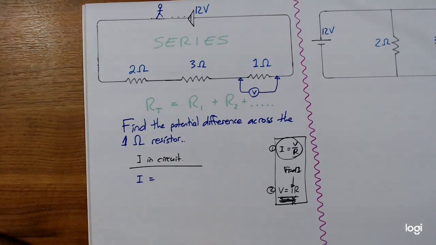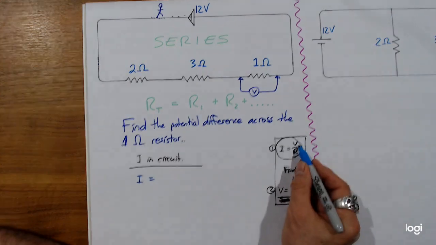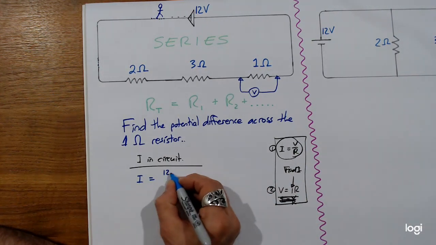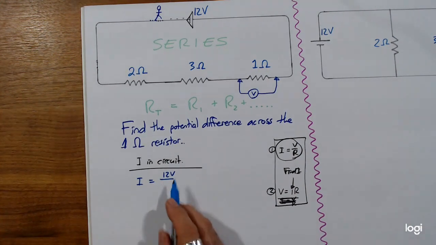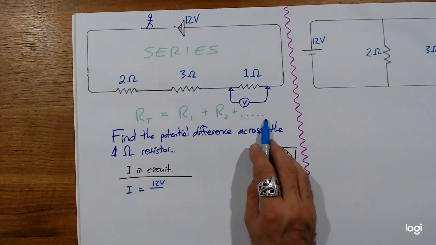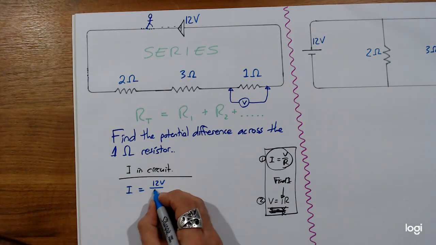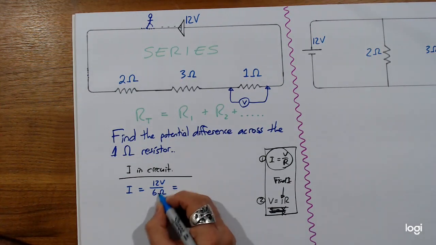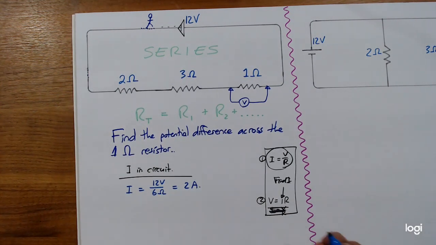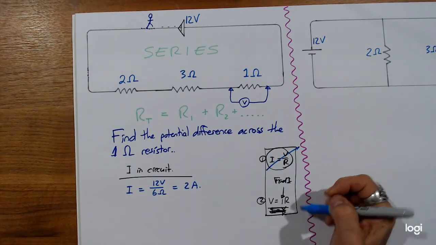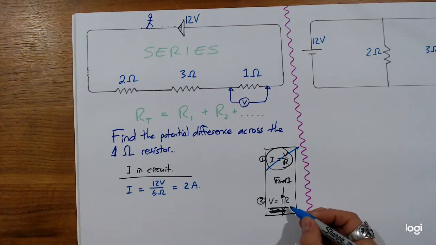The total current in the circuit is the total voltage divided by the total resistance. The total voltage is 12 volts. The total resistance is found using this, right? 1 plus 2 plus 3, 2 plus 3 plus 1 is 6, so 6 ohms. 12 divided by 6 is 2 amps, easy. All right, done. Down here.